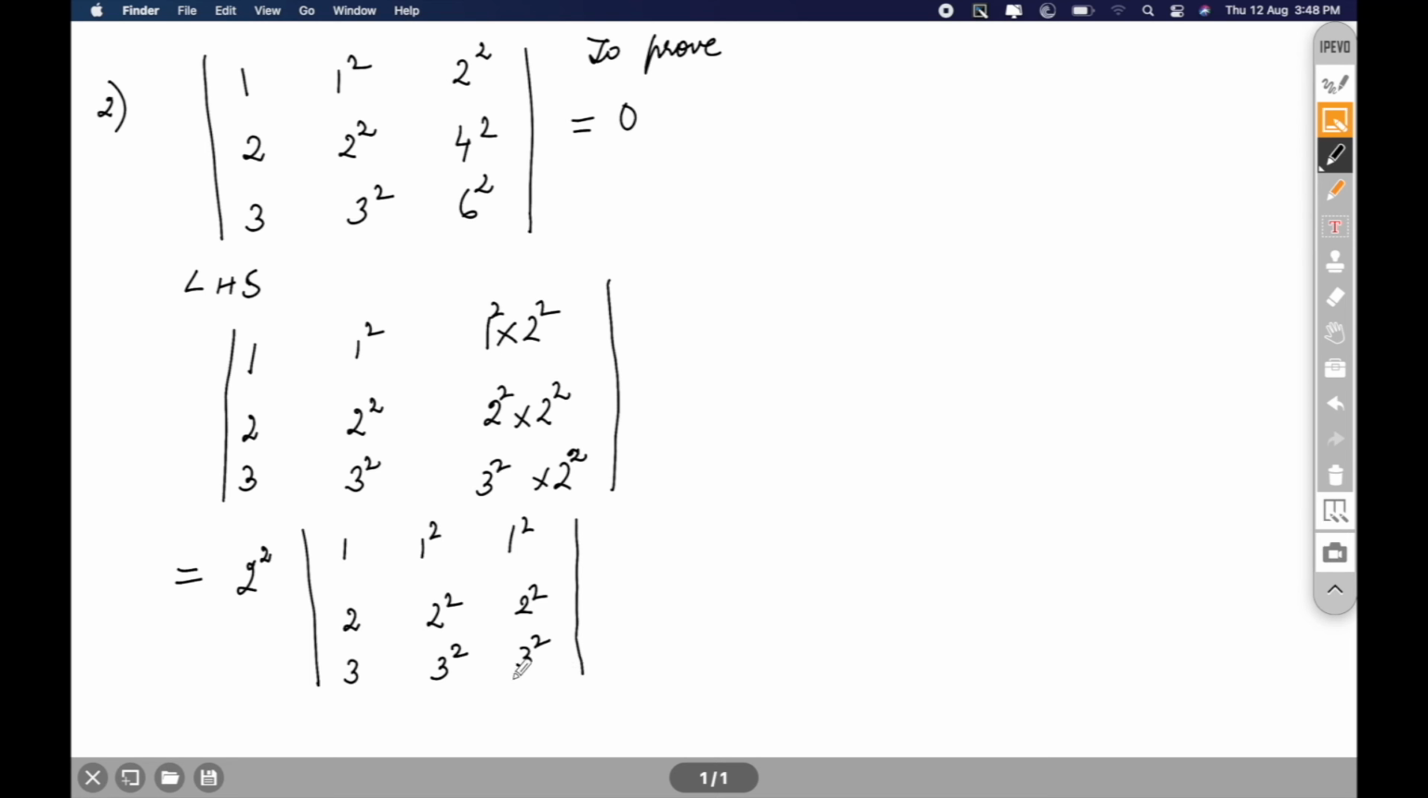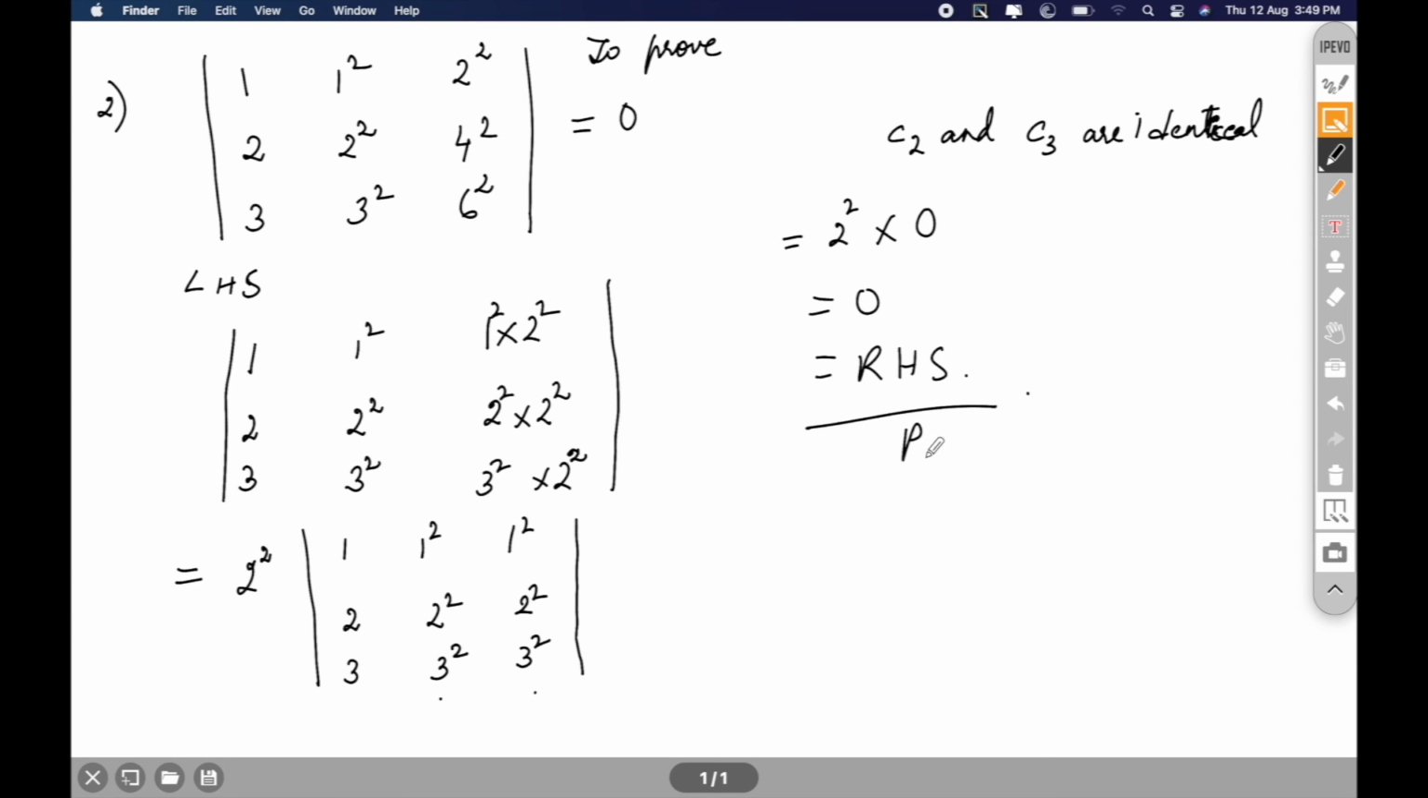What do you observe now? Look at column 2 and column 3. Column 2 and column 3 are identical. So when any row or column is identical, what do we get? We get the value of the determinant as 0. So this is equal to 0, equal to right hand side. Fine, proved. Let us solve another question.